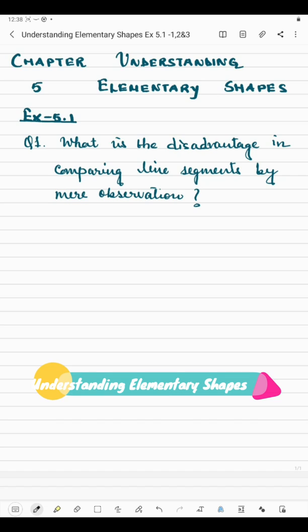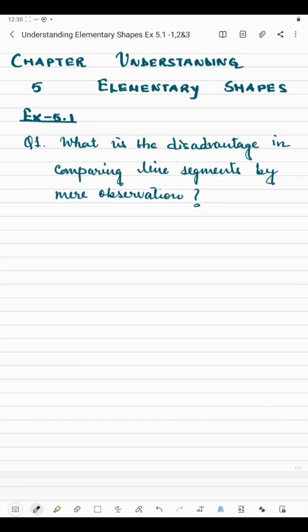Students, we are starting with question number 1 of exercise 5.1. Question number 1 says, what is the disadvantage in comparing line segments by mere observation? Now, mere observation means by looking at it, okay?